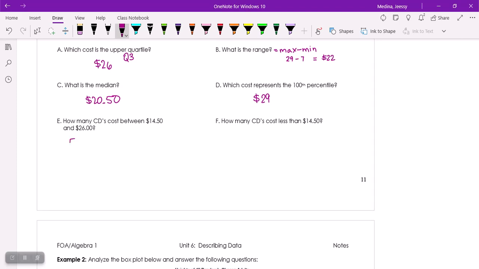Yes, 50% of 12 is 6. Remember, you have to turn this into a decimal, 0.5. Right? So 6 CDs. This is not money.